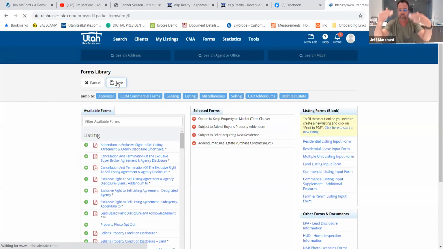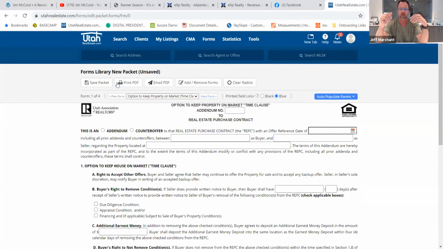I like to do that because I like my purchase contract to be first. I like my addendum to be second. Then if there's a lead-based paint addendum, you might have an FHA addendum. Earnest money disclosure would be last. I like to sort them in an order that makes sense to read the offer, right?